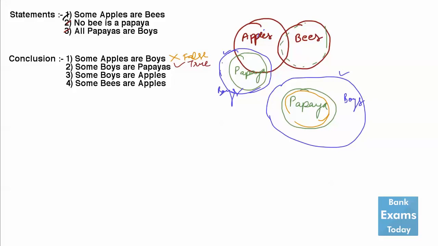Some boys are apples. Some of the boys are apples. If you look at this situation, here is apples and here are boys. So there is no relation between boys and apples. So this one is also false. Some bees are apples. So give a look to this part. A part of bees are apples. So this one is right.